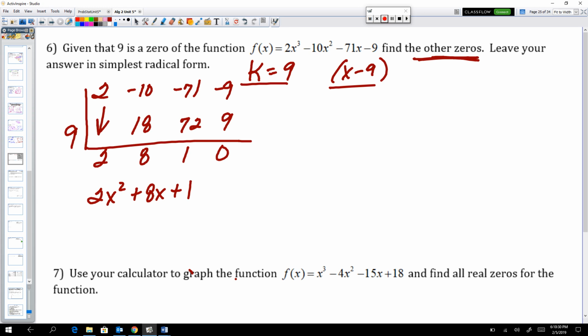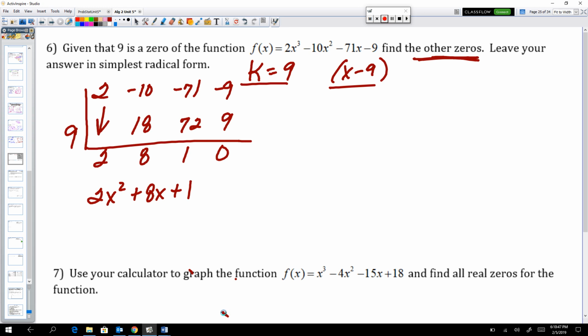Well, at this point, sometimes I like to try to factor this and set each factor equal to 0 to find the zeros. But can I factor this? Is this quadratic factorable? Can I find things that multiply to 2 and add to 8? No, there isn't such a thing.